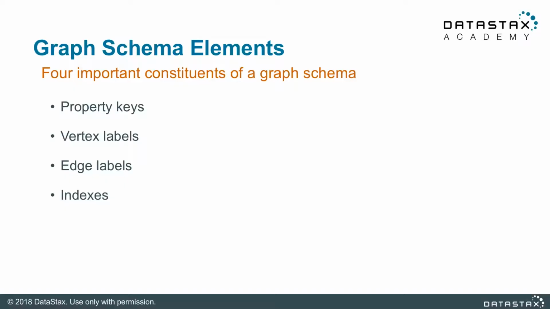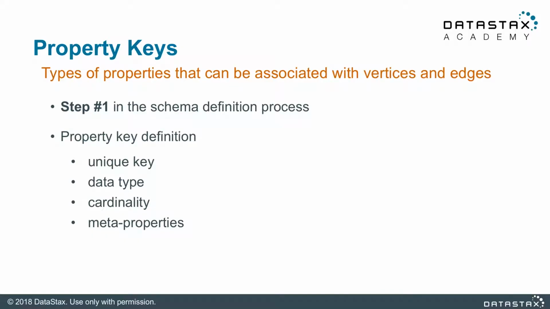There are four main elements to building graph schema. In order, you must first define the property keys, the vertex labels, edge labels, and indices. Let's take a deeper look into the first three elements. Property keys are the first step in your schema definition. You can think of these as your attributes that define uniqueness, data type, cardinality, and meta properties.